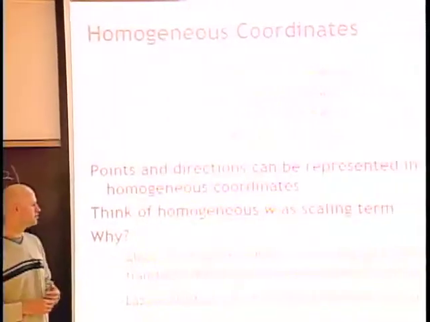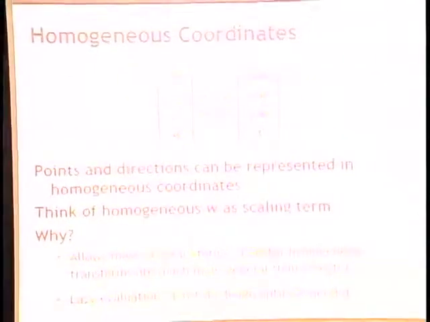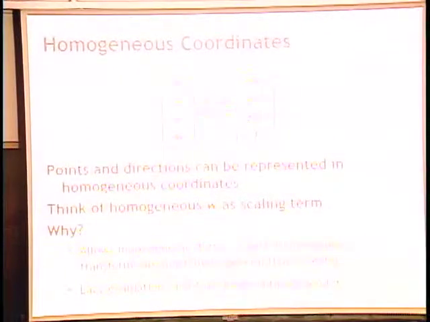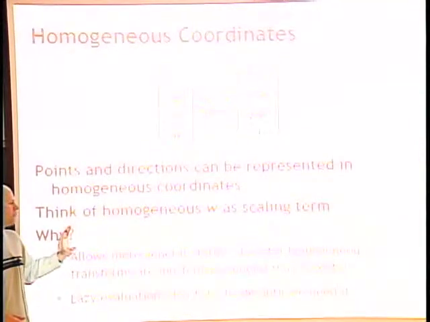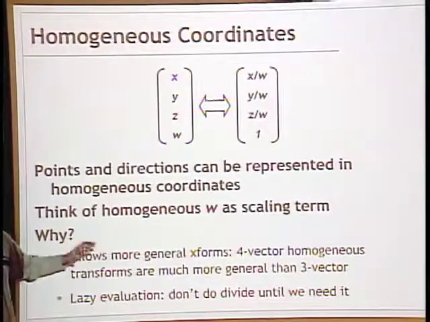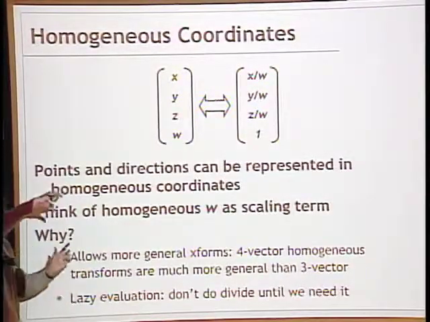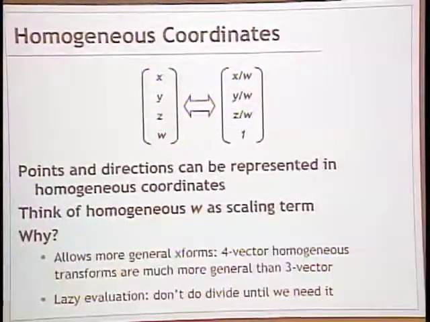It allows more general transformations. And I'll get to that on the next thing, so take this on faith right now. On the next slide I'll talk about this. You can do more general transformations, and we'll talk about what kind of transformations, with a 4 by 4 matrix times a homogeneous coordinate than you can with a 3 by 3 matrix times a 3 vector. So take that on faith.